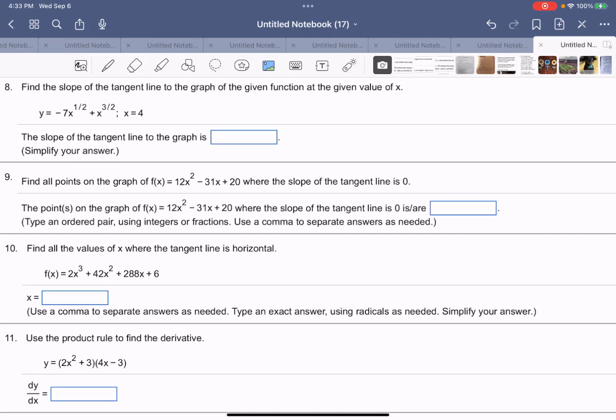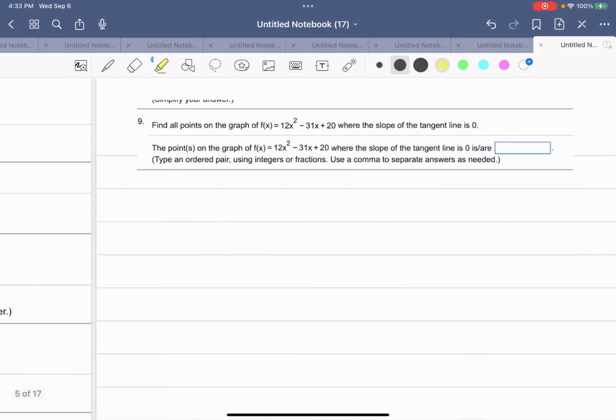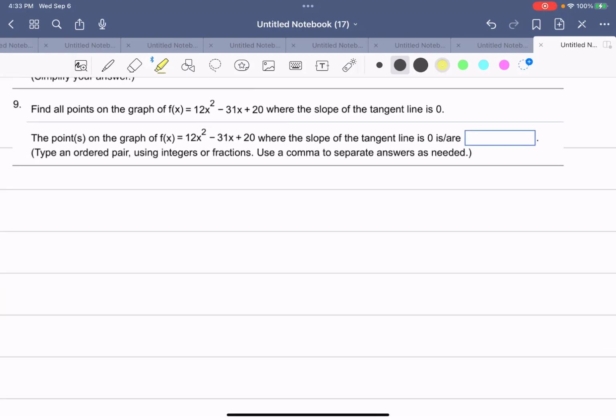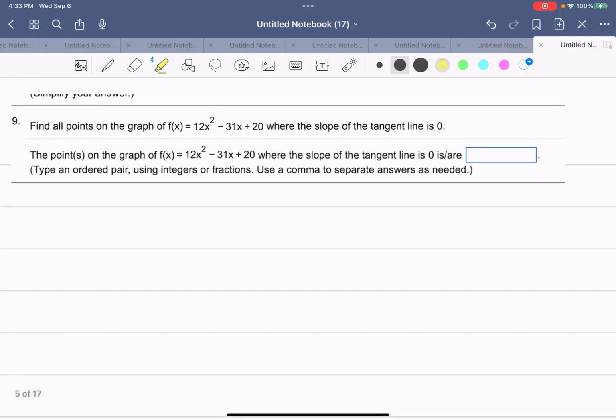Example number 9. Find all points, that means an x and a y, on the graph of f of x equals 12x squared minus 31x plus 20, where the slope of the tangent line is 0. So the slope of the tangent is the derivative. So we have to take our derivative, and then we have to set it equal to 0. So our first step is to do f prime of x.